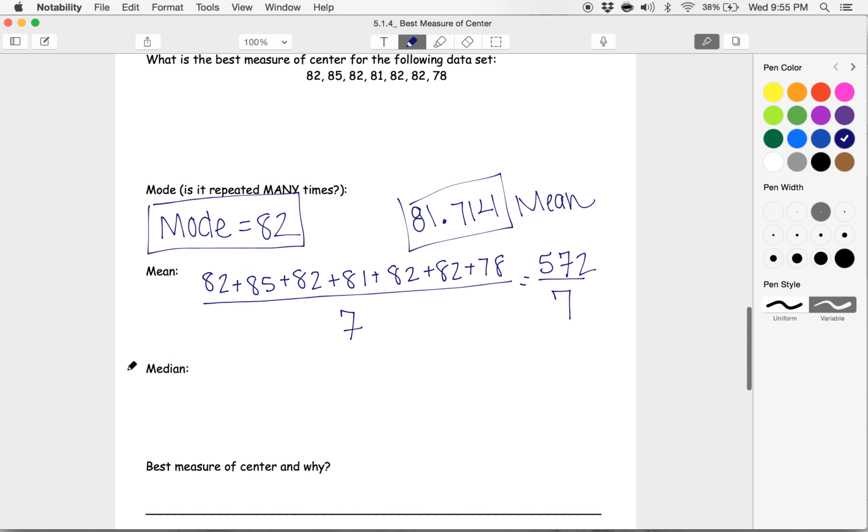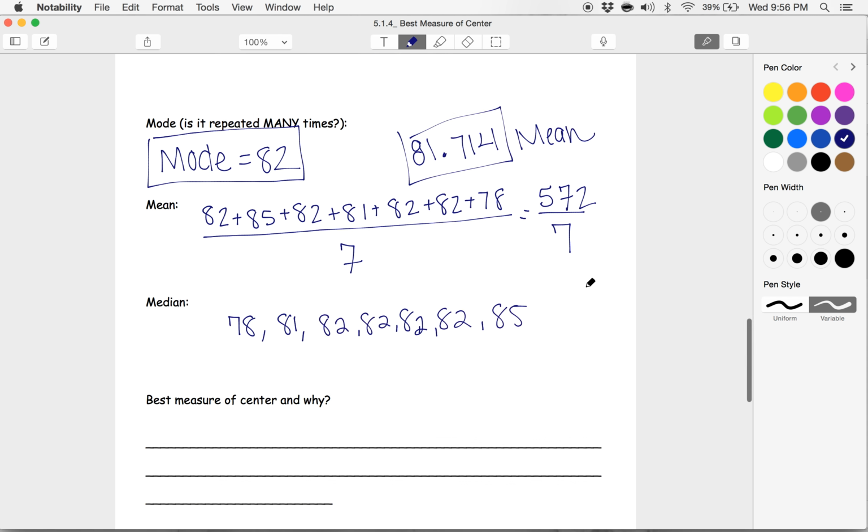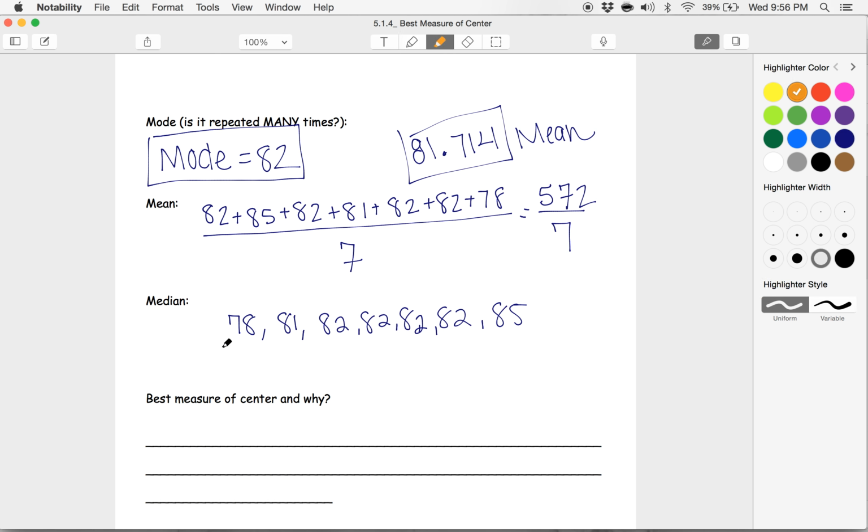And now my last is to find the median. I have to put them in order. Looks like 78 is my smallest. Then I get an 81. Oops, 81, there we go. Ooh, 1, 2, 3, 4 82s. 1, 2, 3, and 4. And 85. Okay, let's cross off to find our median.